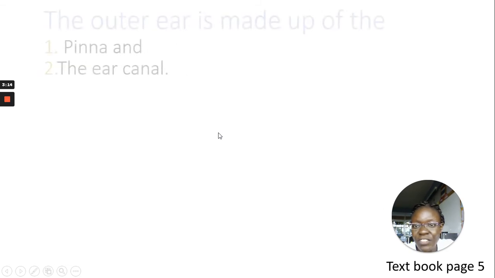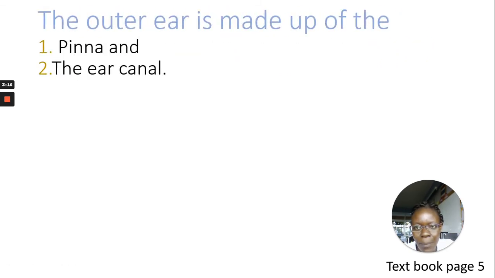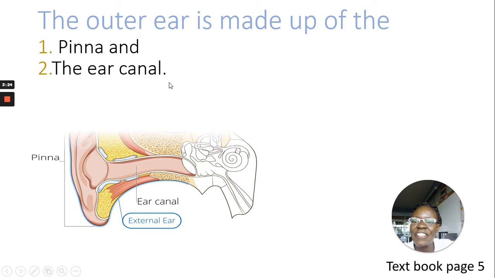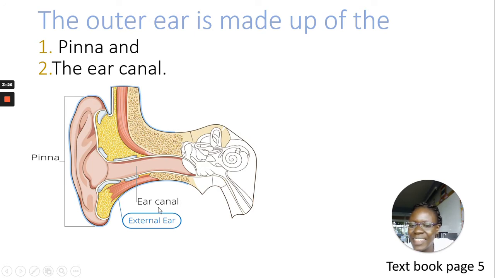So let's look at the function of each of the parts of the ear. Now, like I say, the outer ear is made up of the pinna and the ear canal. This is the pinna, the outer ear, or the ear lobe. Then we have the ear canal, this hole here. This one takes the sound. It collects the sound from the surroundings.